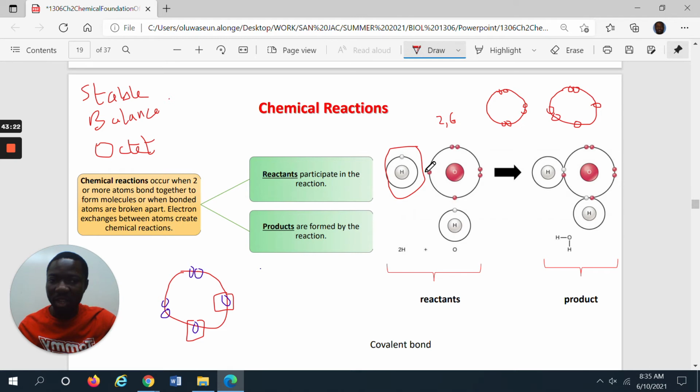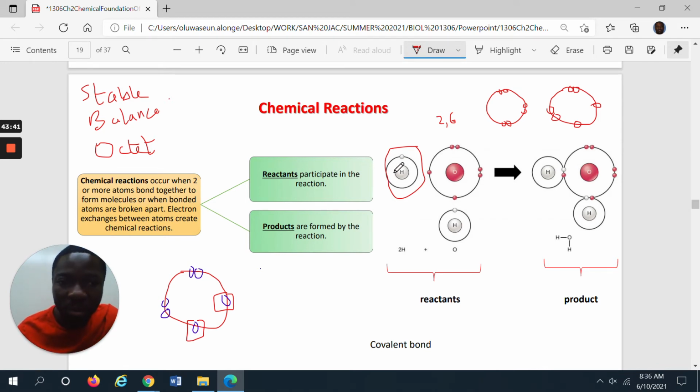Right? This is unpaired. This is unpaired. These are paired. These are doubled. These are doubled. These are not doubled. They are single. So these need to be doubled. And when these become doubled, that's when oxygen will become balanced.